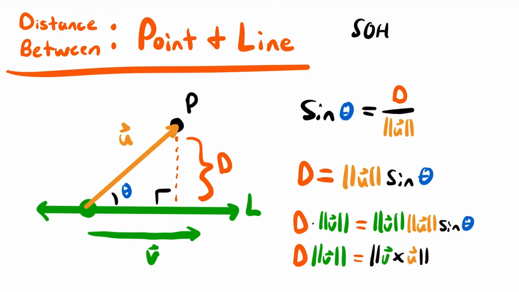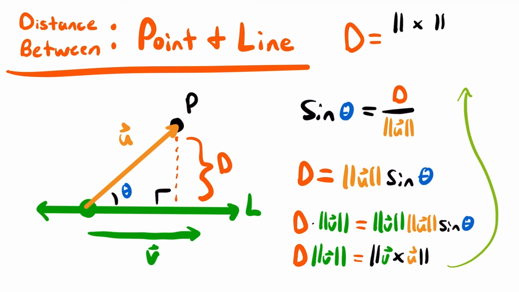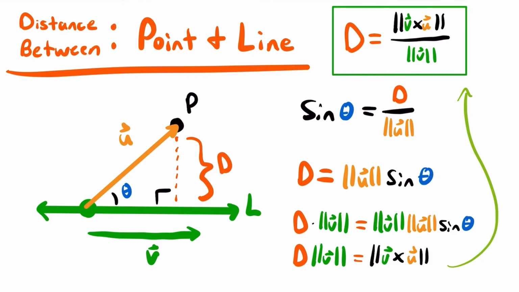And so now we can solve for the distance here by dividing both sides by the magnitude of vector v, and that will give us our final formula, and I'm going to write it up here: the distance is equal to the magnitude of the cross product between vector v and vector u divided by the magnitude of vector v. That is the distance formula that we will use to find the distance between a point and a line in 3D space.